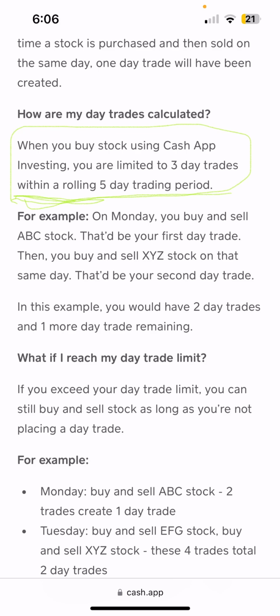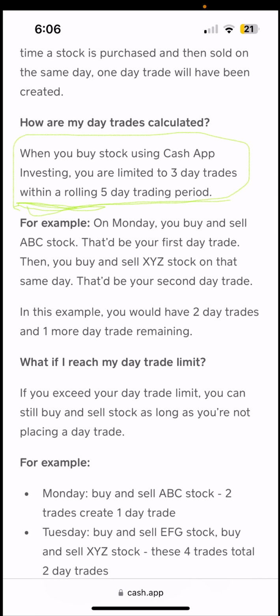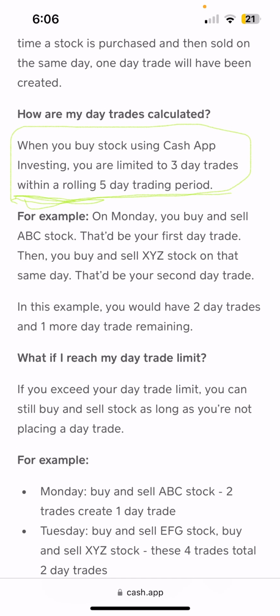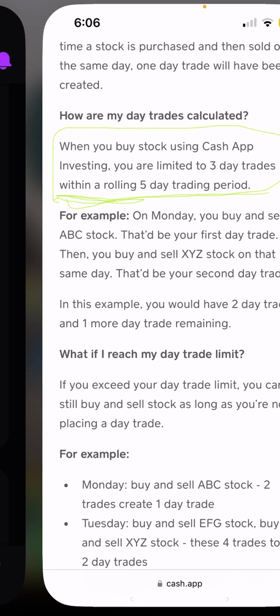So I do Monday, Tuesday, Wednesday, or I do Monday, Wednesday, Thursday. I have to wait till next week when it's Monday for my 5-day rolling period to restart. I can't just count the weekends because that's not what Cash App does. I can't do Tuesday, Wednesday, and then count the weekends in the middle. They do not count weekends. There's an example at the bottom. You guys can read that as well. It explains it perfectly.